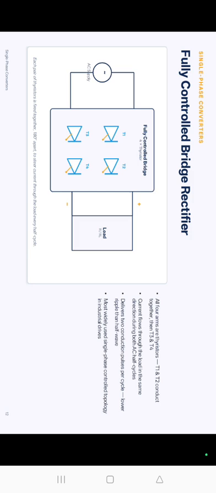Allow the four arms of thyristors T1, T2 together, T3 and T4. Currents flow through the load in the same direction during both AC half cycles. Delivers two conduction pulses per cycle. Lower ripple than half wave. Most widely used single-phase control topology in industrial drives.